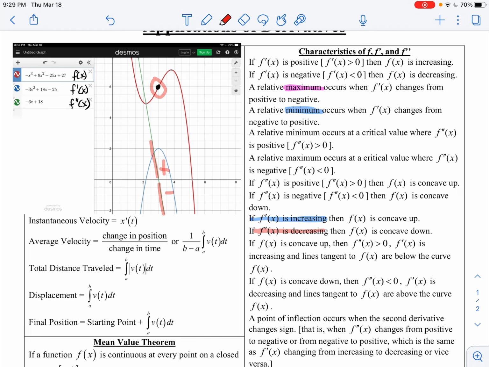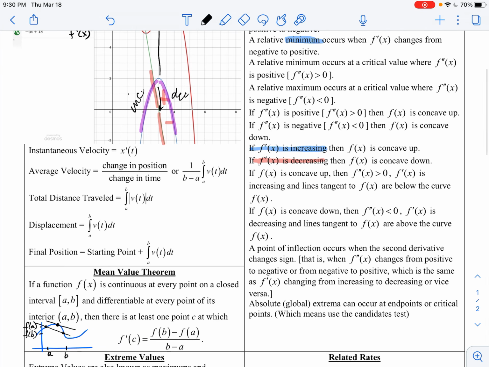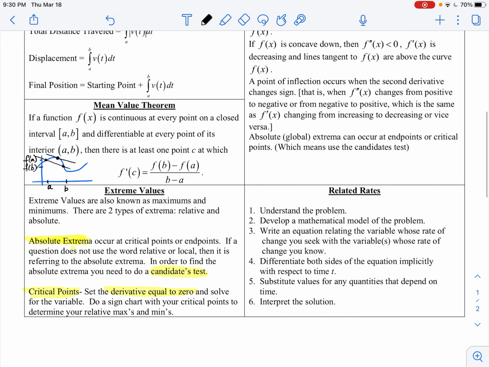And it says, which is the same as f prime of x changing from increasing to decreasing. And so on our f prime, we can see we're going from, I don't want to say positive, but I want to say increasing to then on the right side decreasing. And again, where it goes from increasing to decreasing, that's going to line up with that point of inflection, which also lines up with where my second derivative changes from positive to negative or negative to positive. The last thing, it says an absolute global extrema can occur at endpoints or critical points, and which means use the candidates test.